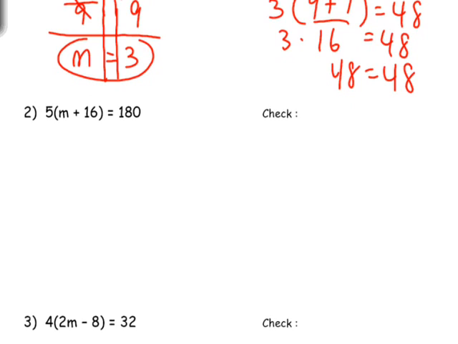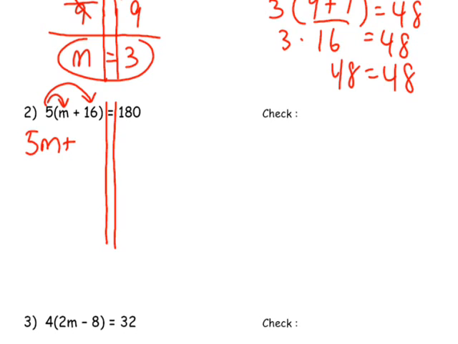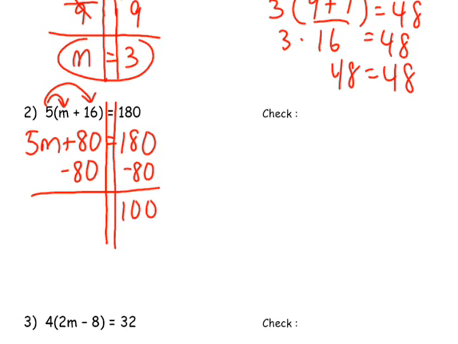So again, I can see that I need to do the distributive property here. So I'm going to simplify the left side of the equation. I'm going to do 5 times m is 5m. I'm going to do 5 times 16 is 80. Now I'm going to get rid of my constant first by using the inverse property.